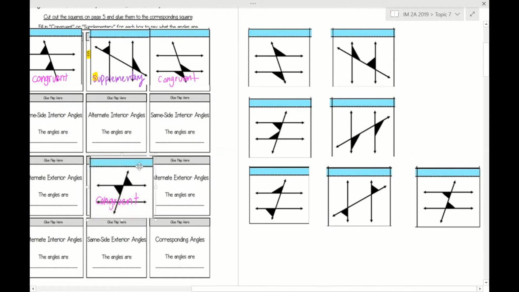Okay, so we've got 4 of these 12 done. Again, you should be gluing it so that it's a flap and you can visually quiz yourself on, okay, what does this look like? Check the vocab, identify whether it's congruent or supplementary.